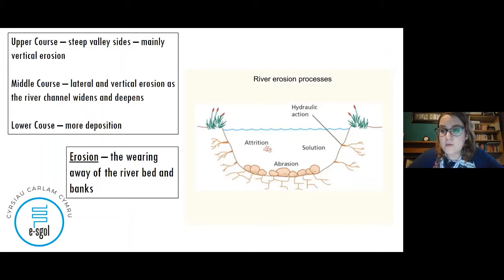Attrition is when rocks that the river is carrying bang against each other, they knock against each other, and so they break apart, and they also become smaller and much more rounded and much smoother as they bang against each other. And then we have solution, and solution is when the water dissolves certain types of rocks. So for example, limestone. As we move downstream, erosion decreases, because deposition becomes more and more important.